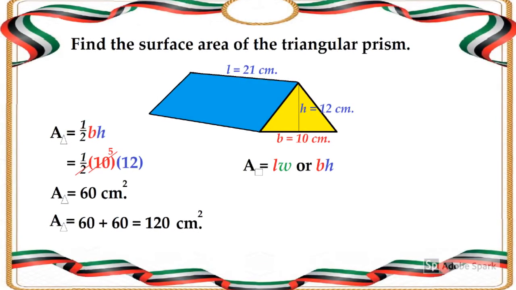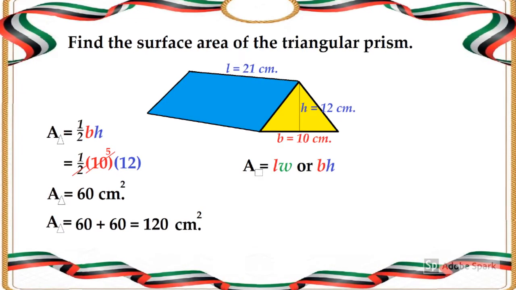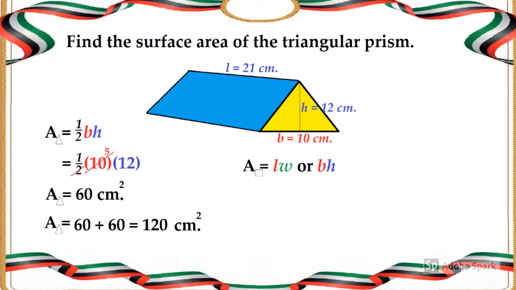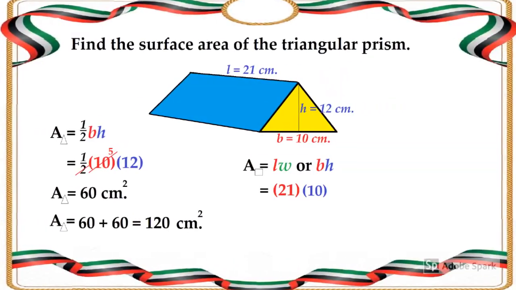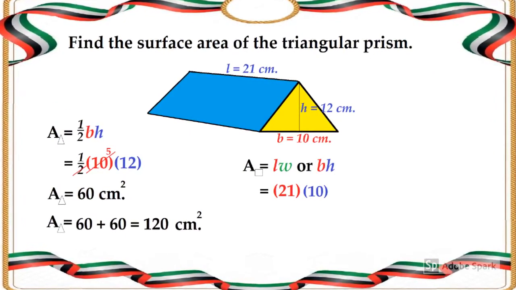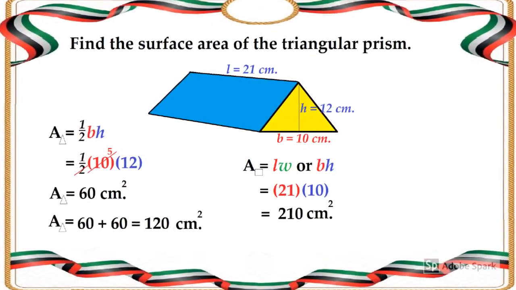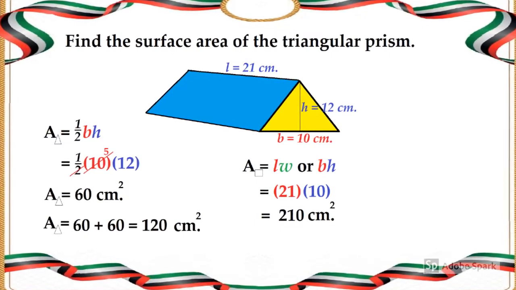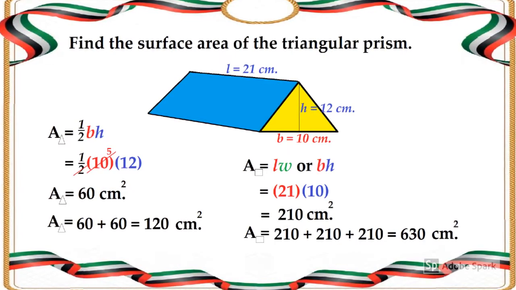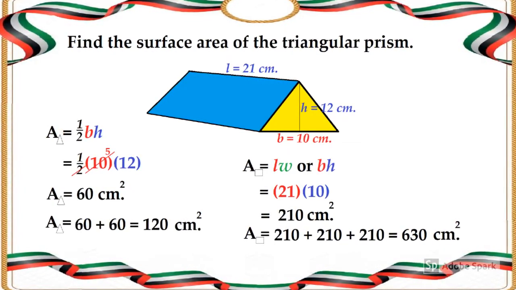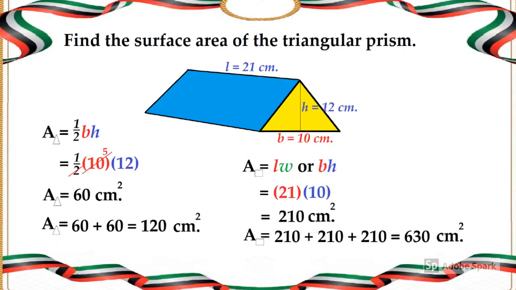Now, let us solve for the area of the rectangles. We have three rectangles here, two on the side and one at the bottom. The length is 21 and the width is 10 cm. Substituting the values, the area is equal to 21 times 10, which gives us 210 square centimeters. But we have three rectangles here of the same size. So, 210 plus 210 plus 210 is equal to 630 square centimeters.